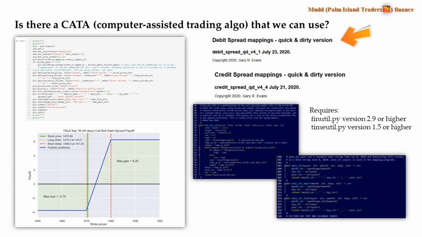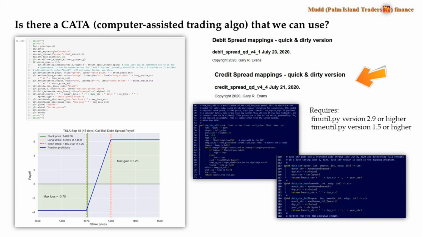The two models are one for debit spread mappings, what I call the quick and dirty version. Then there's another for credit spread mappings, also quick and dirty version. By that I mean that these models do not currently include delta calculators or estimates of in the money, as they later will after we cover theory. These are largely mapping models that allow you to see the payout of the bet as shown on the bottom of the image on the left.